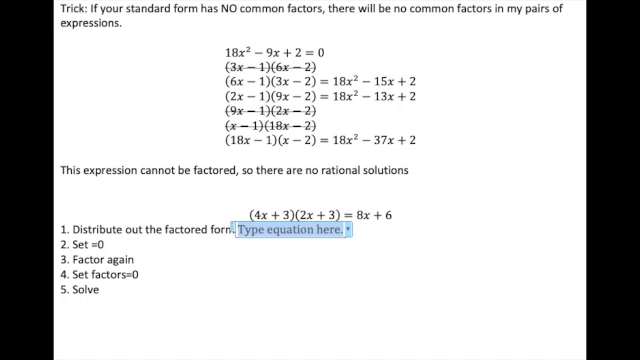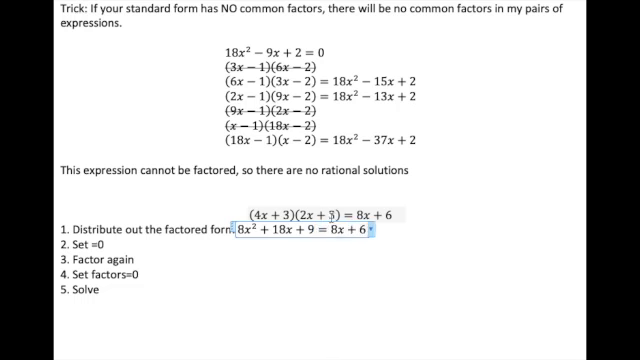So let's see, 4x times 2x is 8x squared. We're in that fun trick right now, turns to an exponent. Plus, let's see, 3 times 4x is 12x. Plus 6x gets me 18x. Plus 9 equals 8x plus 6.